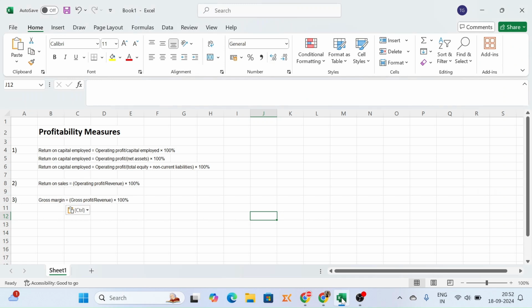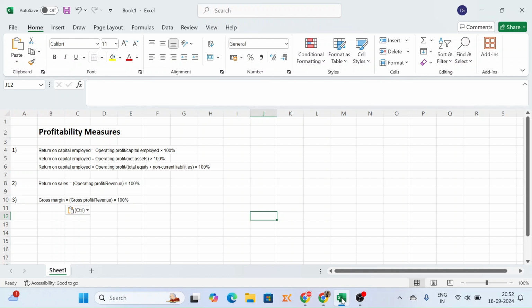So in this video, we are starting off with chapter number 25. The name of the chapter is Analyzing Performance. And the very first thing that we learn, so basically this chapter is all about the ratios. What are the different types of ratios which you can calculate to analyze the performance of any company? So the very first that we learn are going to be the profitability measures.